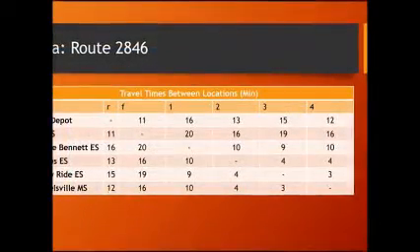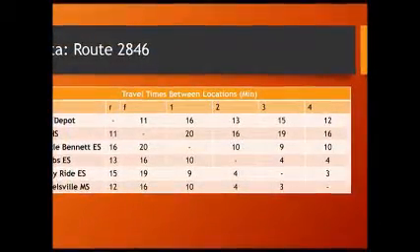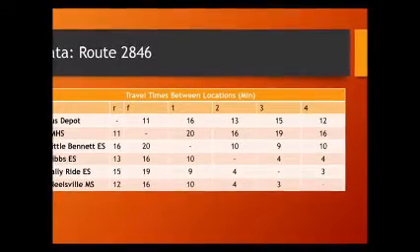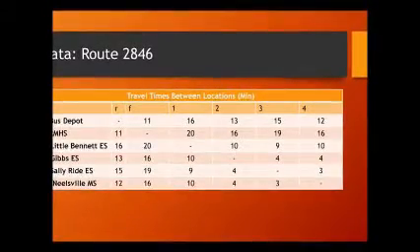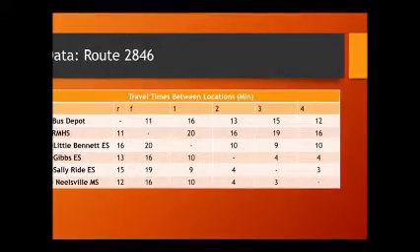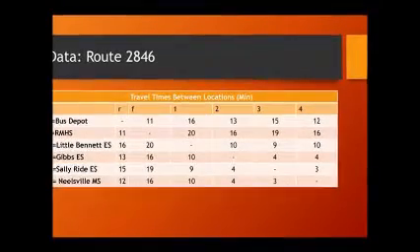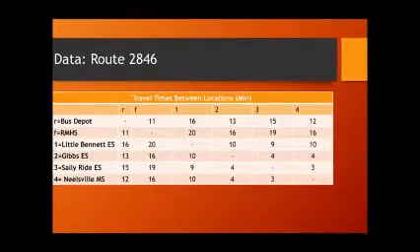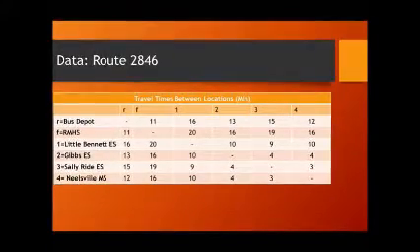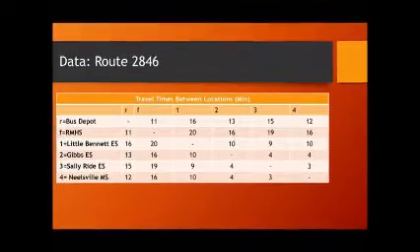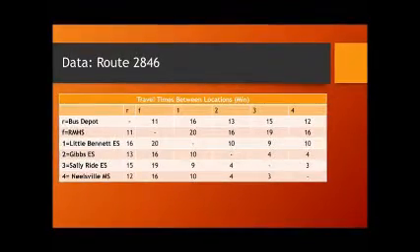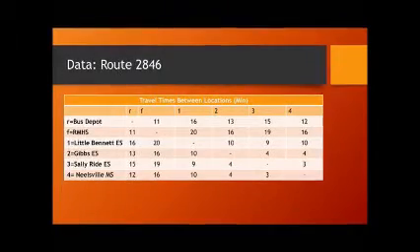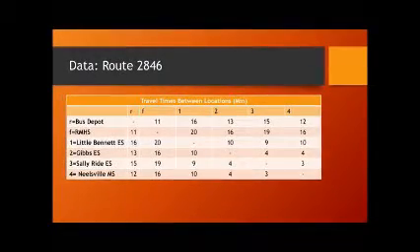And this is our final route, Route 2846. Again, R is the bus depot, F is Richmond Montgomery High School, 1 is Little Bennett Elementary School, 2 is Gibbs Elementary School, 3 is Sally Ride Elementary School, and 4 is Neelsville Middle School. So all of these three are our buses that we're going to try to condense down the time for, to see if we can get it in.